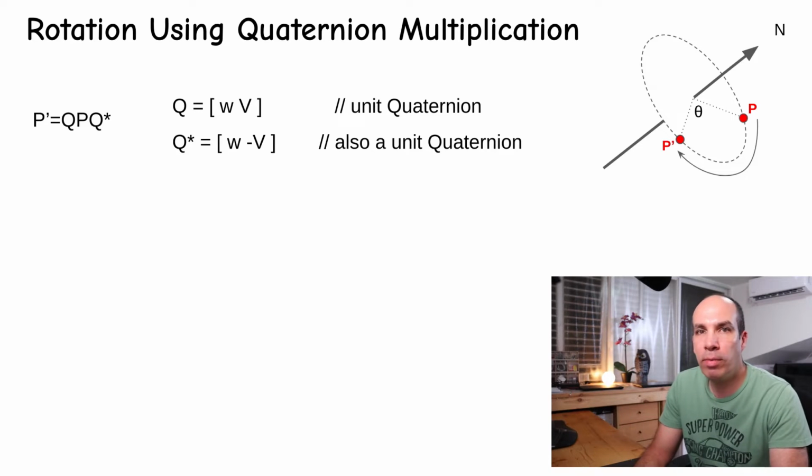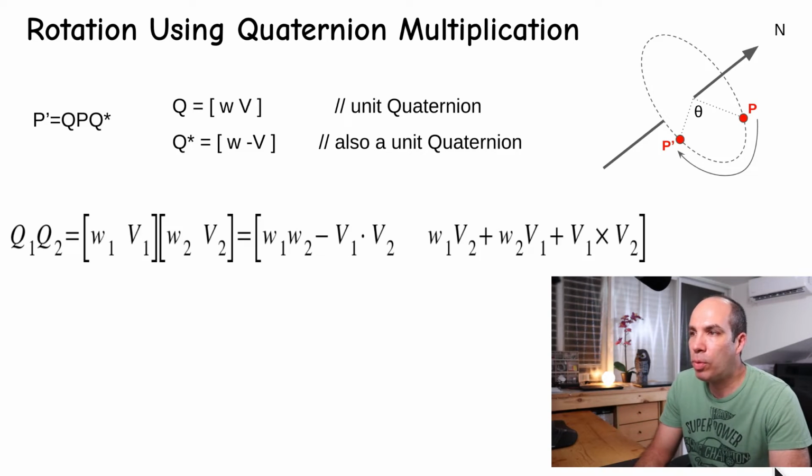The only thing we have left is to define the operation of quaternion multiplication. So if we have two quaternions, Q1 and Q2, then when we multiply them together, we get another quaternion whose W part is the product of the W components of Q1 and Q2 minus the dot product of the two corresponding vectors. The vector component is much more complex.